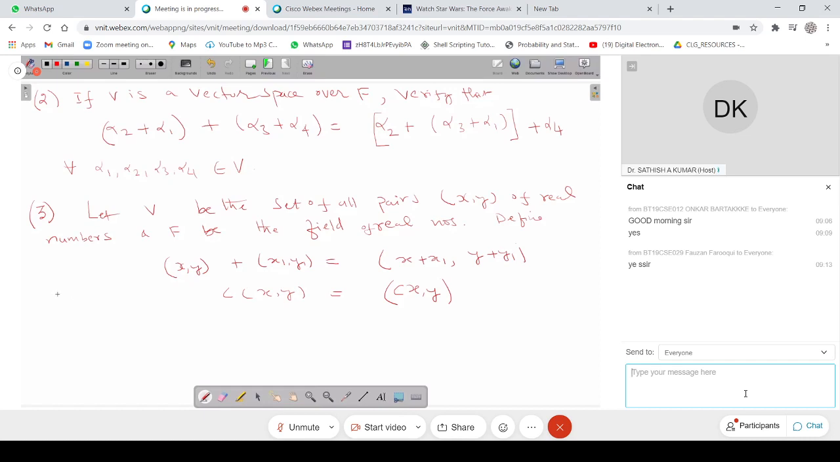So now the question is: is V with these operations a vector space over F? That is, is V a vector space under these operations over the field of real numbers or not? That is what you have to see.